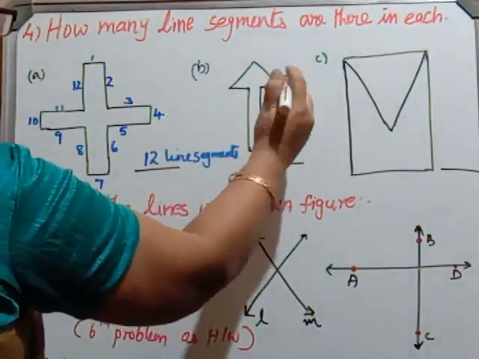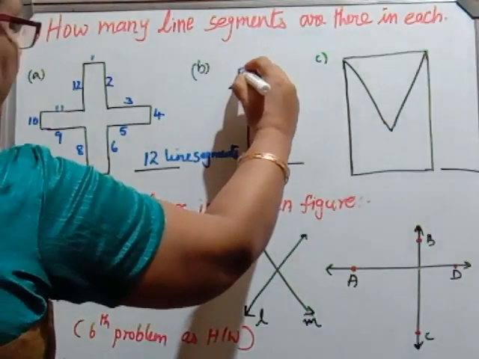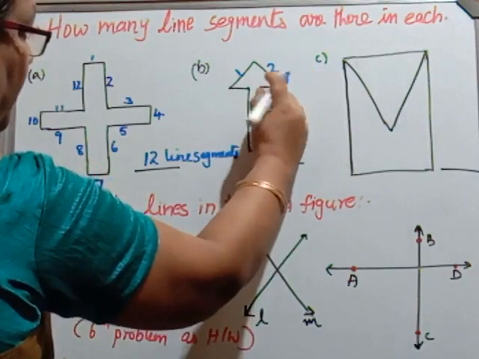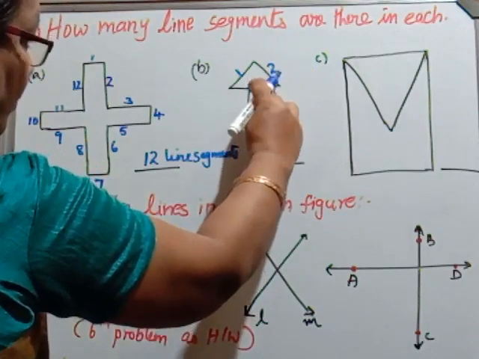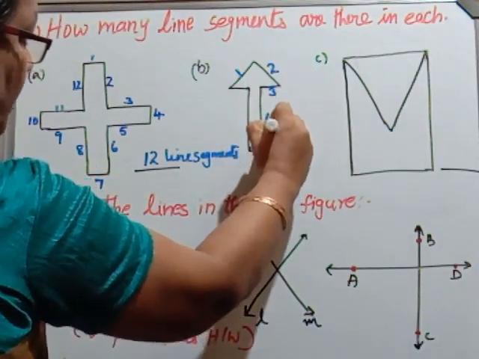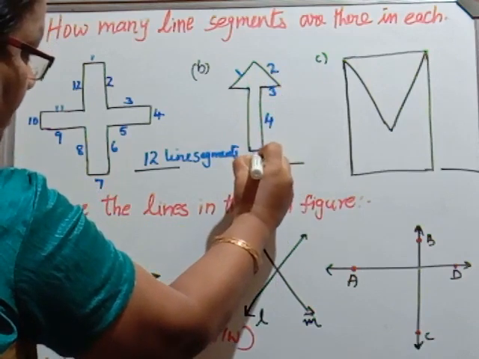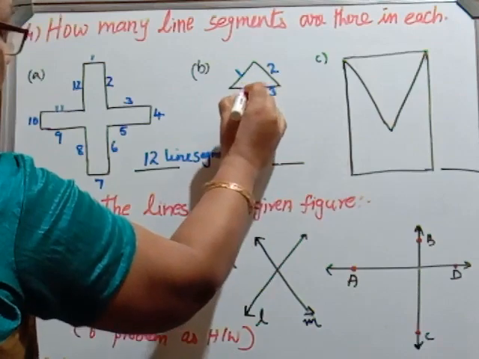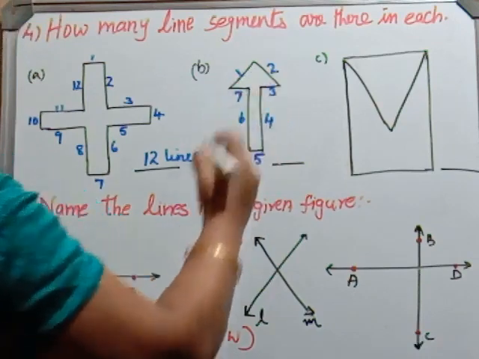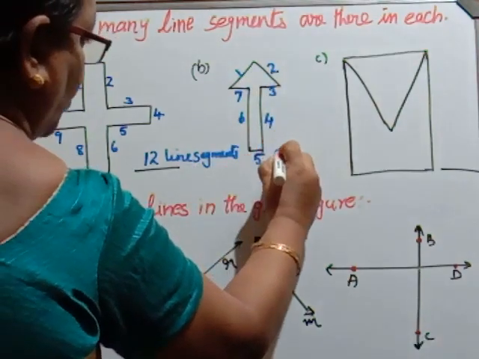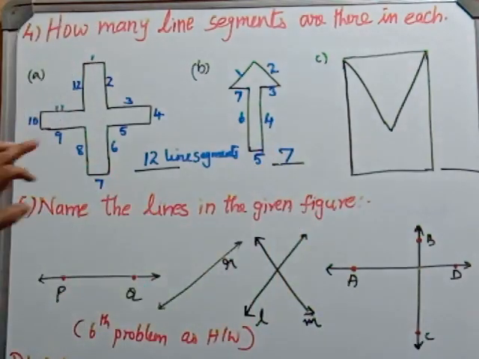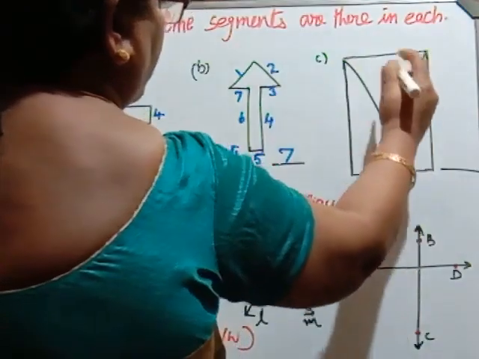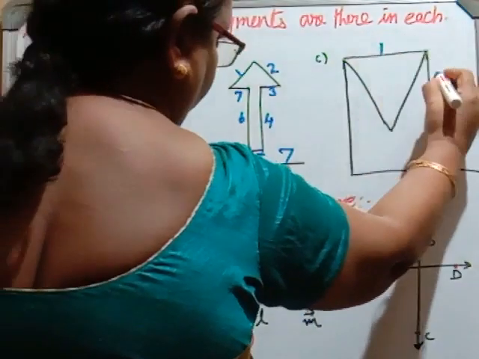Now, we'll move to this figure. I take this one as first. This one is the second. Now, from here to here, it is third. From this end to this end, fourth line segment. From here to here is the fifth line segment. From here to here, this is the sixth line segment. From here to here, this is the seventh line segment. So, how many line segments are there in the figure? Totally 7.